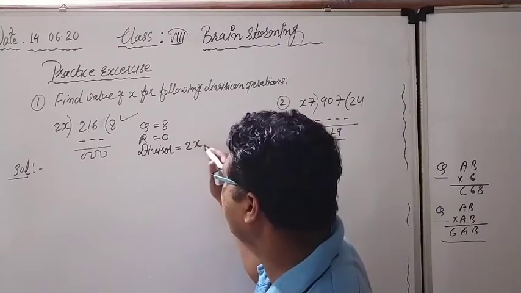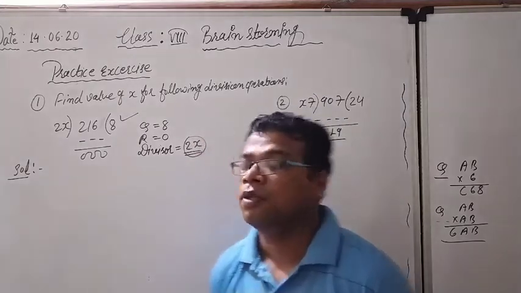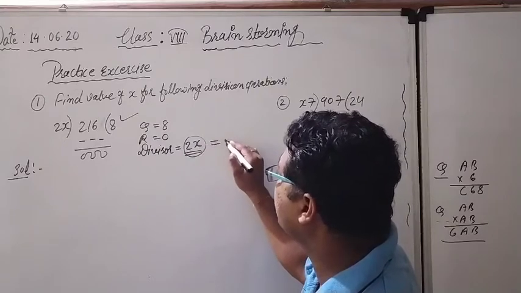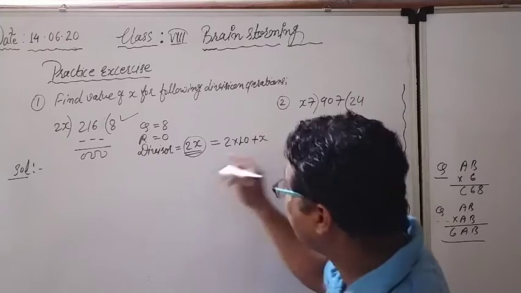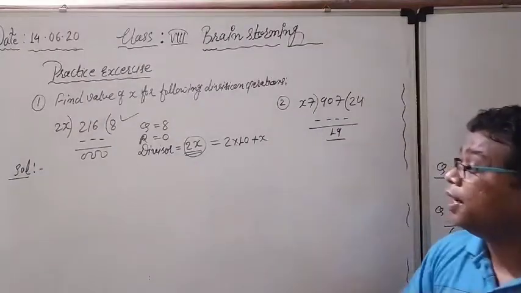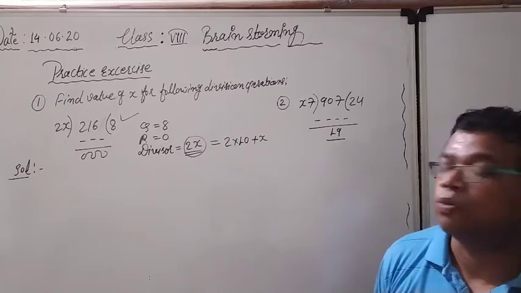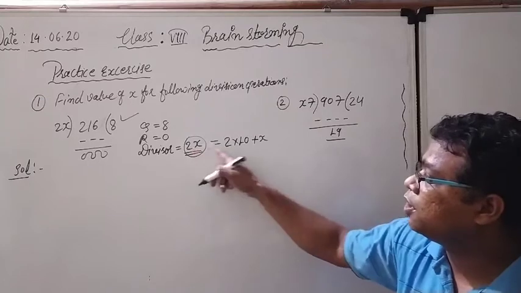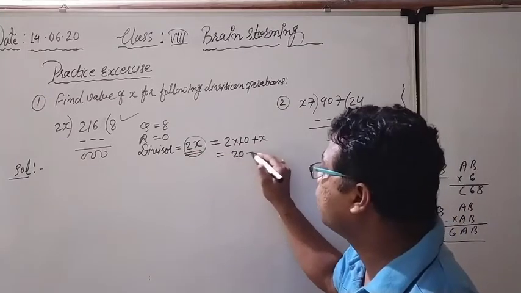The divisor is not actually 2x, it is a 2-digit number. So if it is a 2-digit number, it can be written as 2 into 10 plus x. It is not algebra right now. It is a 2-digit number, so it can be written as the tens place digit 2 multiplied with 10, plus x. So directly what I am getting here is 20 plus x.